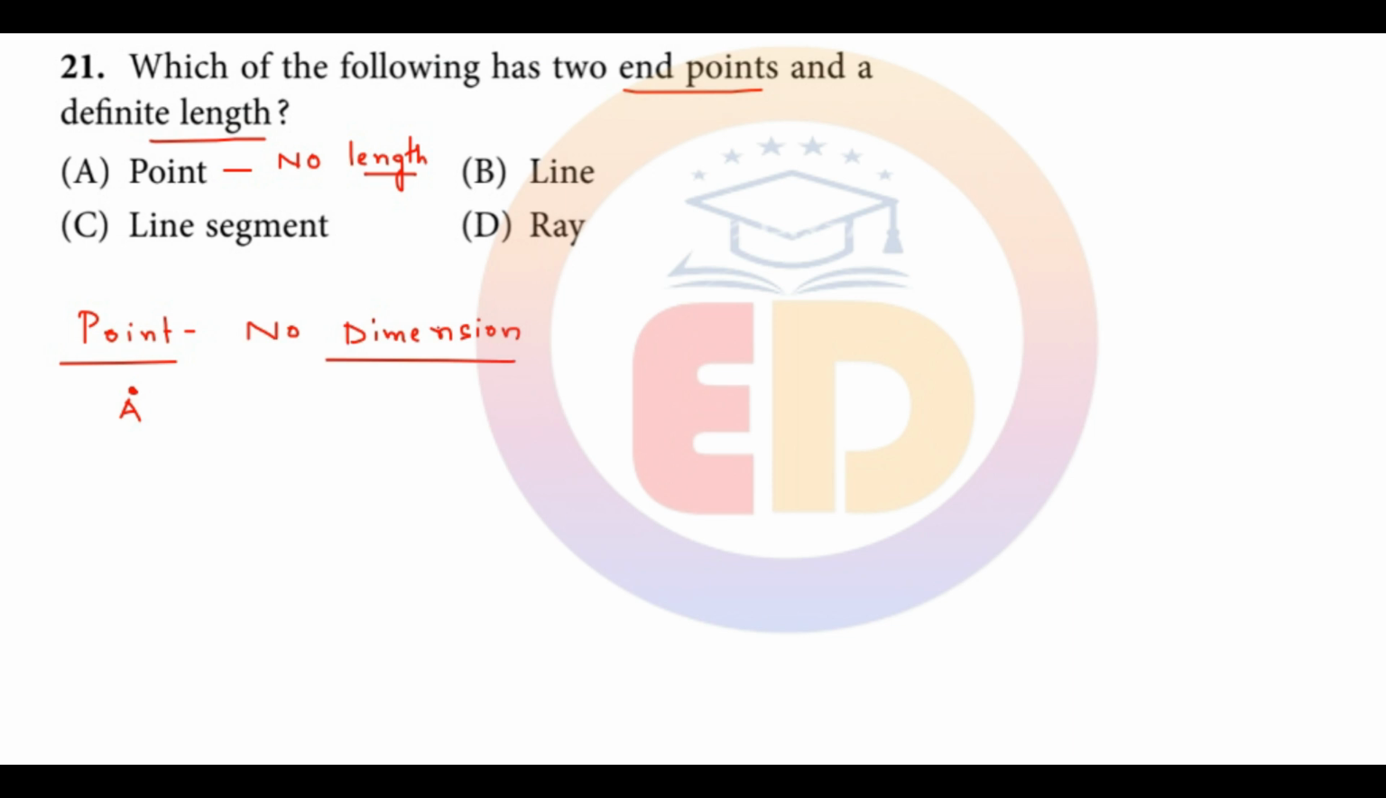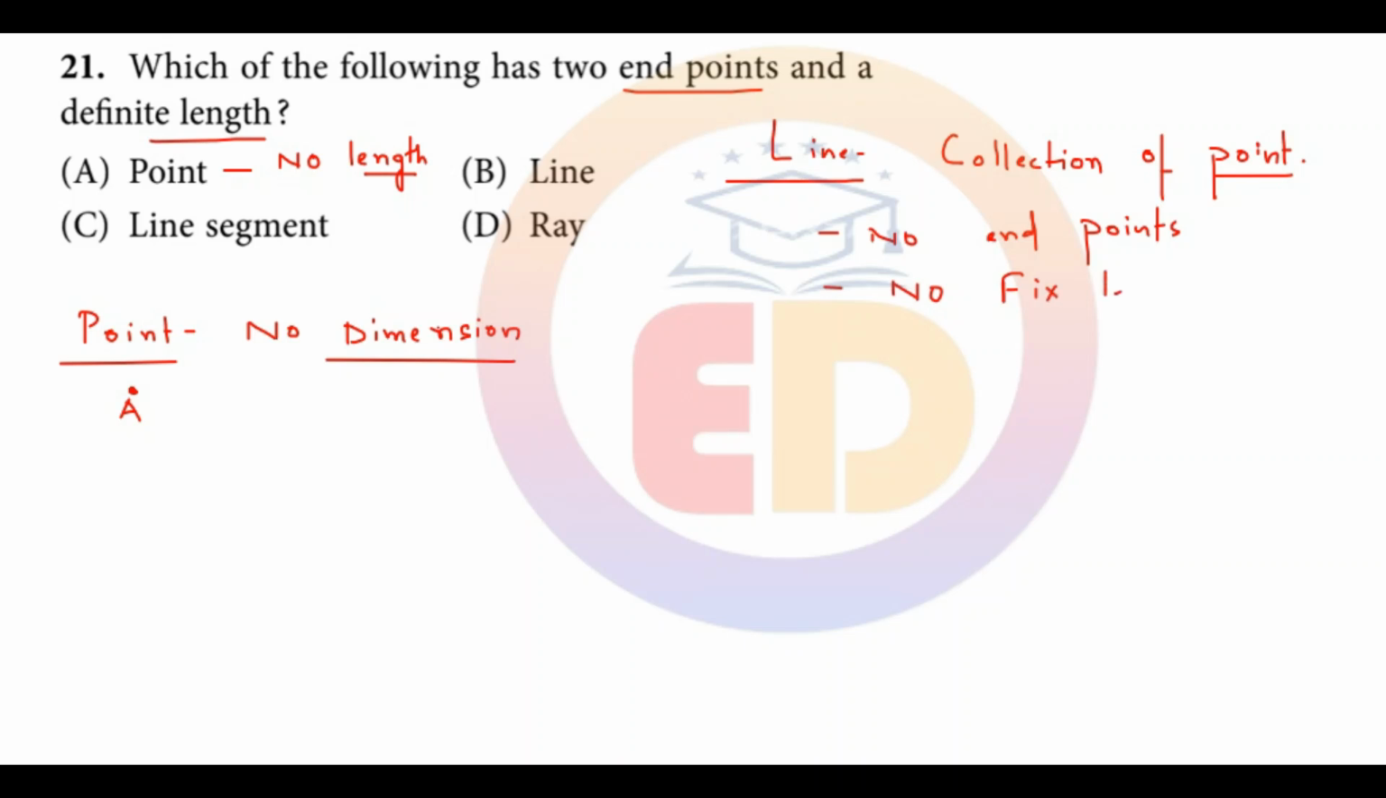Second is line. What is a line? A line is a collection of points. What is a line? It is a collection of points. How many? Indefinite, infinite. And generally in mathematics when we talk about a line, we refer to a straight line. Now line has no end point because it extends indefinitely in both the directions. It has no end point, it has no length, no fixed length. It cannot be drawn on a paper, only its model can be drawn, so this also cannot be the answer.